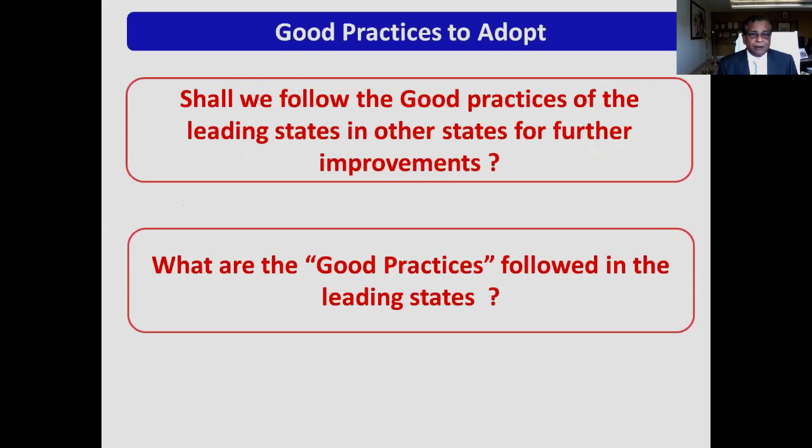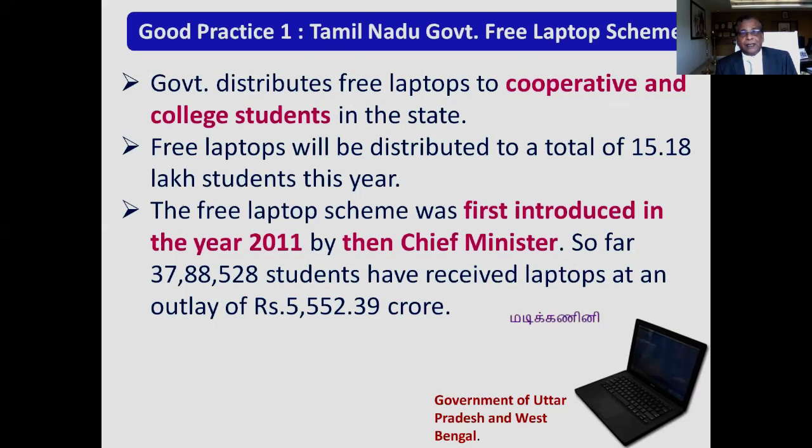As I told you earlier, what are the good practices followed in the leading states? I don't have much detail about the other states. I would like to tell about Tamil Nadu, to which I belong. One of the schemes which was very successful in Tamil Nadu was the free laptop scheme. The government of Tamil Nadu distributes free laptops to school and college students in the state. The free laptops will be distributed to a total of 15.18 lakh students this year. The free laptop scheme was first introduced in the year 2011 by the then Chief Minister.